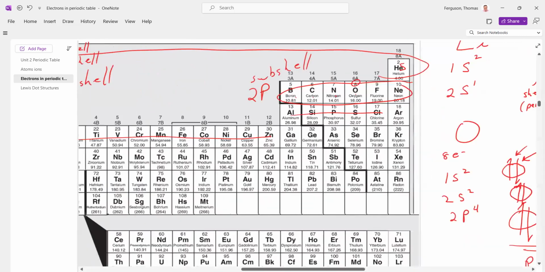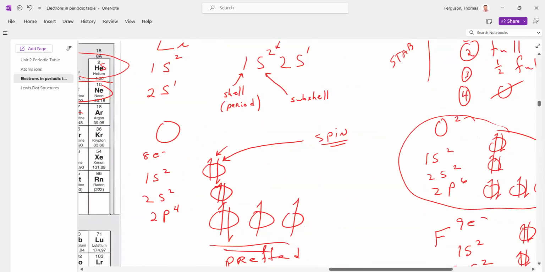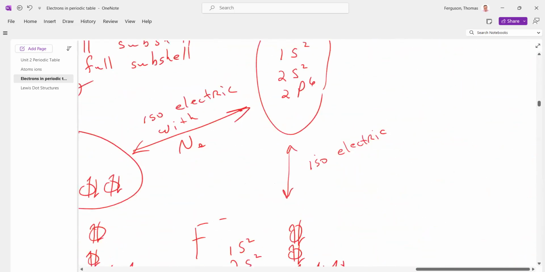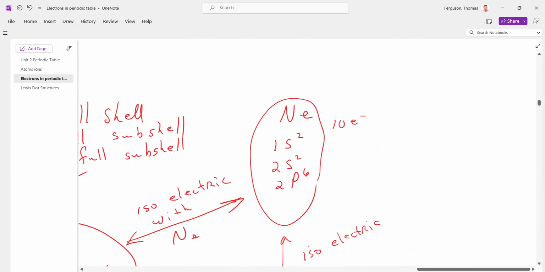As a little exercise right now, at your seats, write the electronic configuration for phosphorus. Phosphorus is right underneath nitrogen. Right here. So you have 15 electrons to deal with.